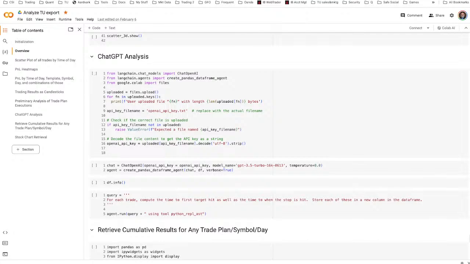Here's some ChatGPT analysis where we actually feed it data. We feed it the same data that we're analyzing in code, and then we can interrogate ChatGPT and see what it can tell us.